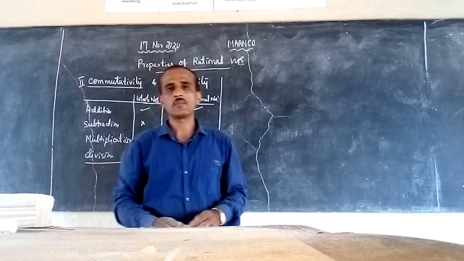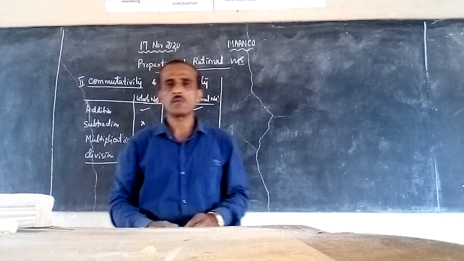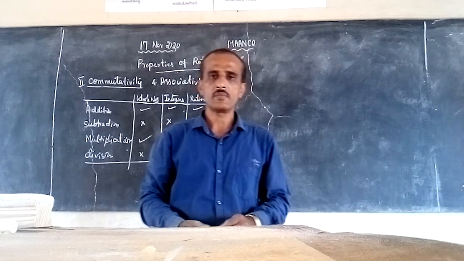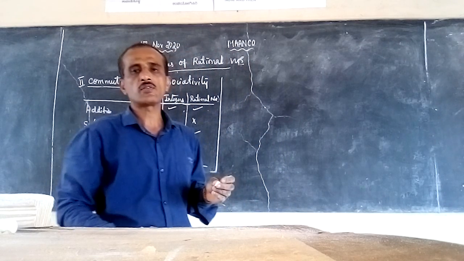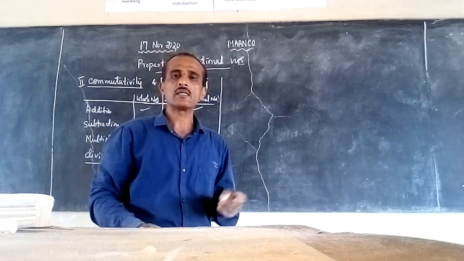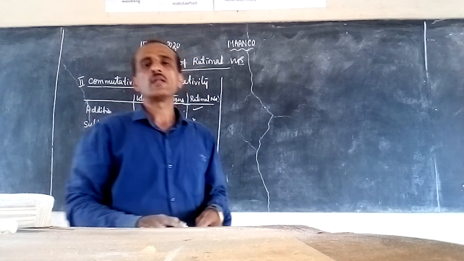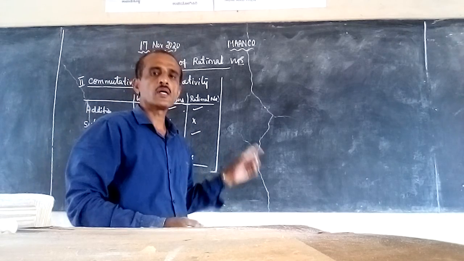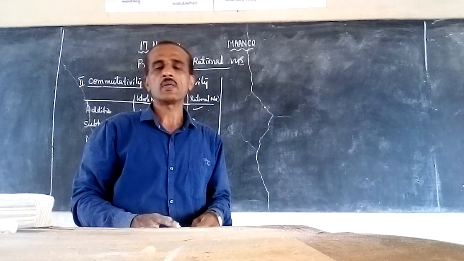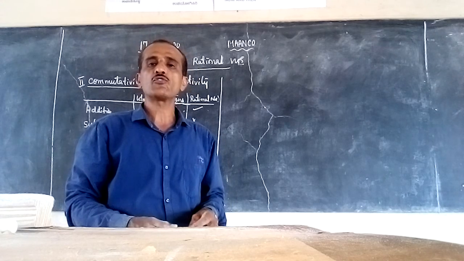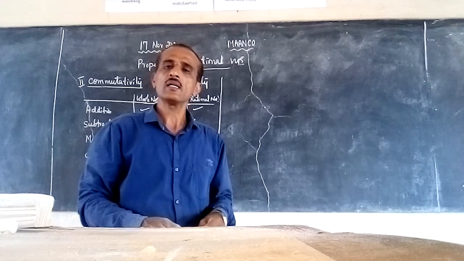What do you mean by rational number? A number which can be represented in the form of p by q is called a rational number, isn't it? And we have studied about closure properties of whole numbers, integers and rational numbers in the last video. In today's video, let us learn about commutative property of rational numbers, whole numbers and integers, and associative properties of whole numbers, integers and rational numbers.